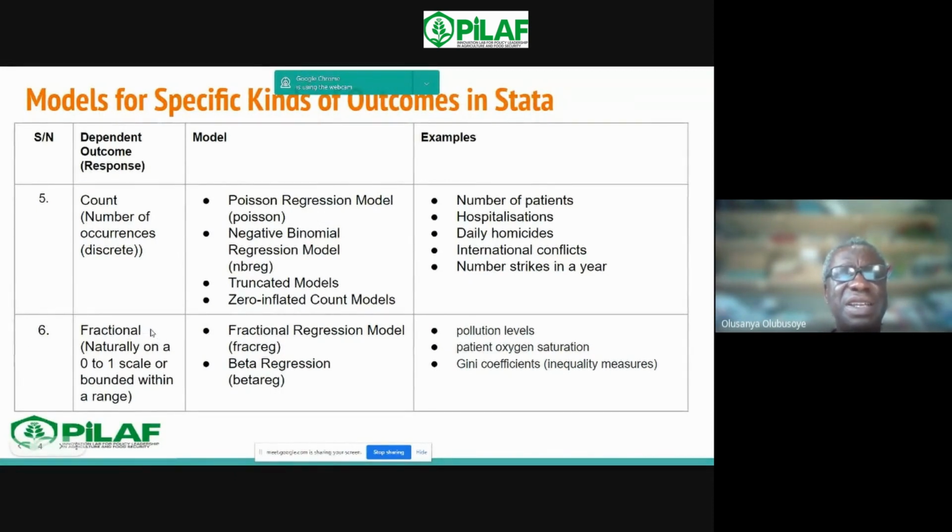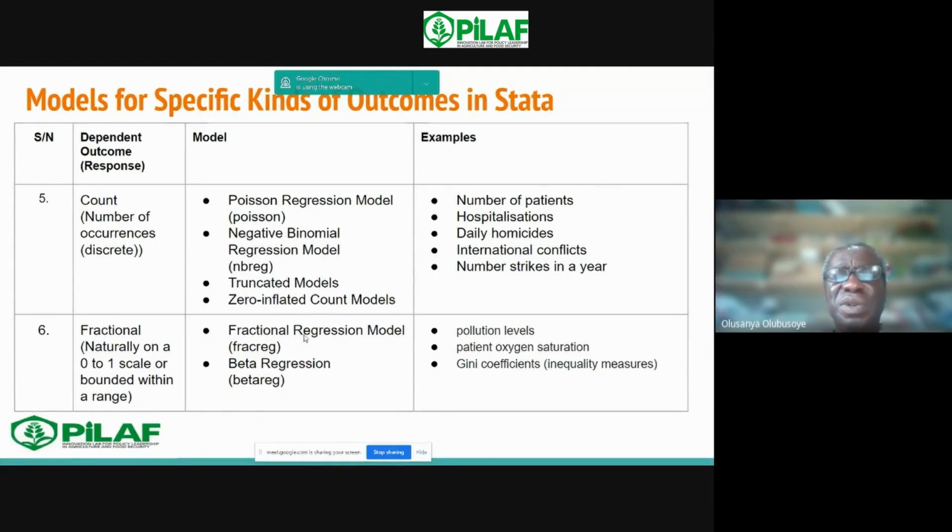So the last one is fractional. Fractional happens when the dependent variable is naturally on a scale of 0 to 1. Maybe the values are bounded within a range. You have examples like pollution level, for instance. There are also some indices like Gini coefficients, patient oxygen saturation, things like that, where the readings are constrained within a range of values. So particularly values between 0 and 1, they are called the fractional dependent outcomes.